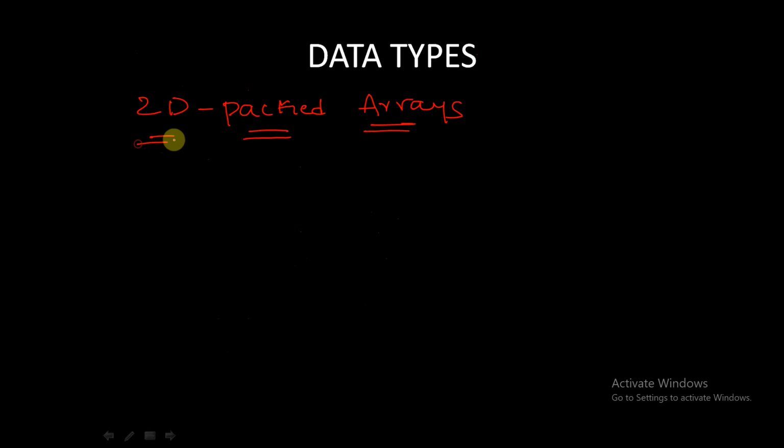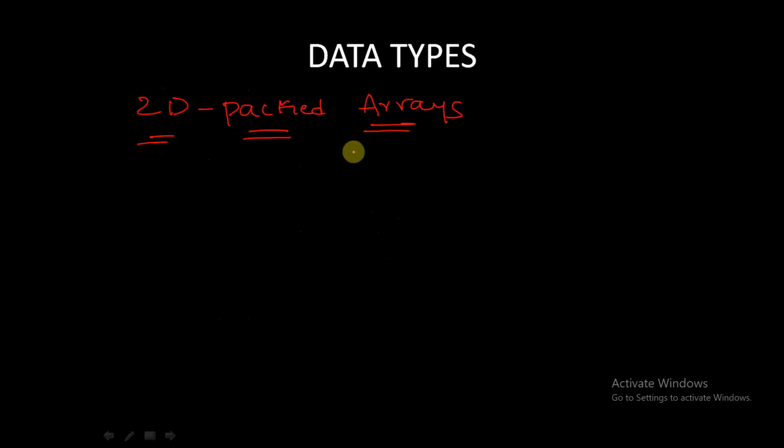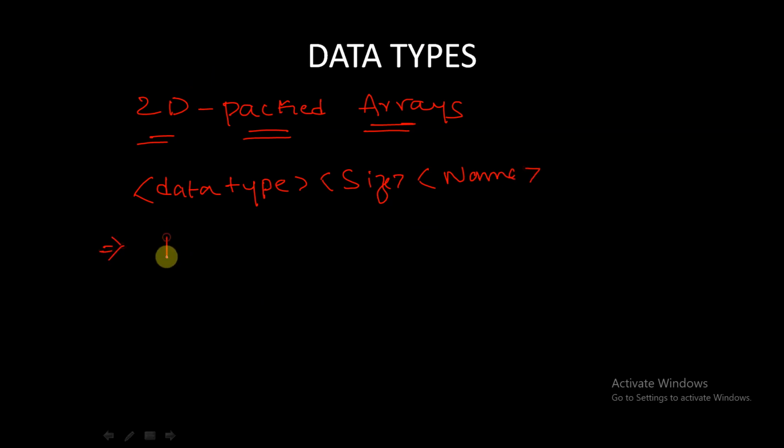Coming to the 2D packed arrays: in a 1D packed array, we have only mentioned the size of one dimension. In case of 2D packed arrays, we will have the size of two dimensions. So data type followed by the size of the packed array, followed by the name of the packed array. You can use any data type. For instance, I'm using logic followed by the size of the first dimension.